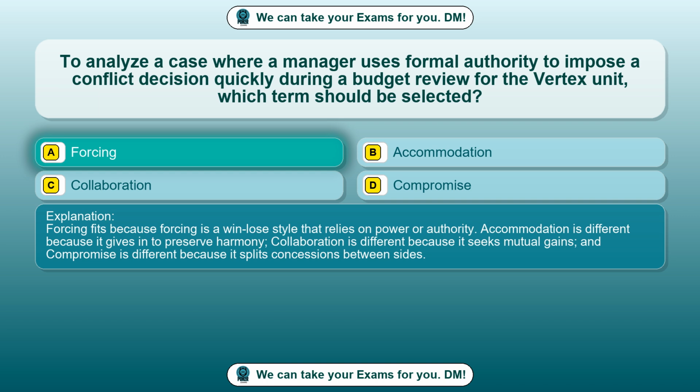Forcing fits because forcing is a win-lose style that relies on power or authority. Accommodation is different because it gives in to preserve harmony. Collaboration is different because it seeks mutual gains, and compromise is different because it splits concessions between sides.